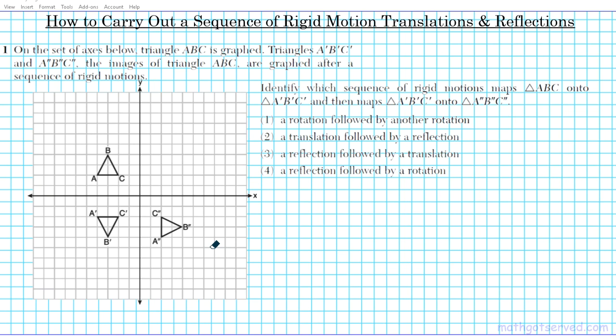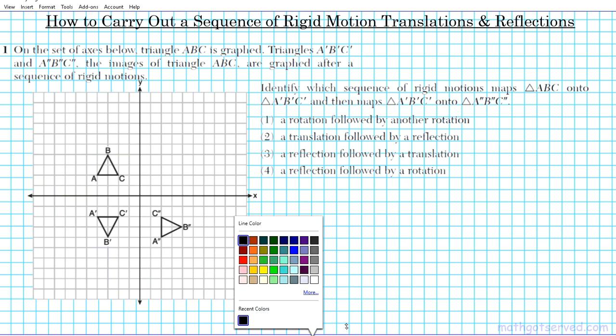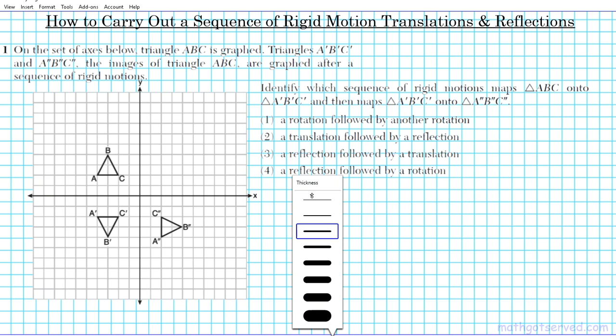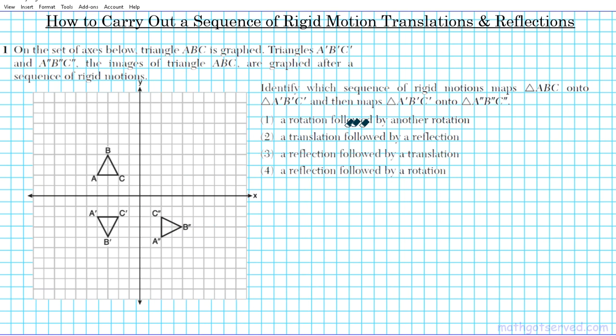Okay, so what we're going to do is take a look at each of these rigid motion transformations and see which one will accomplish the transformation of going from this triangle right here, this is the first one, to this triangle, and then from this triangle to this triangle right here. Alright, so now let's take a look at the first statement. In the first statement, we have a rotation followed by another rotation.